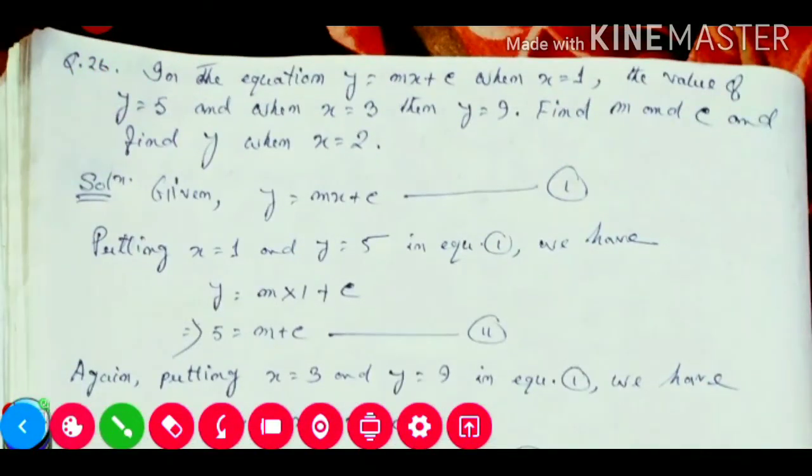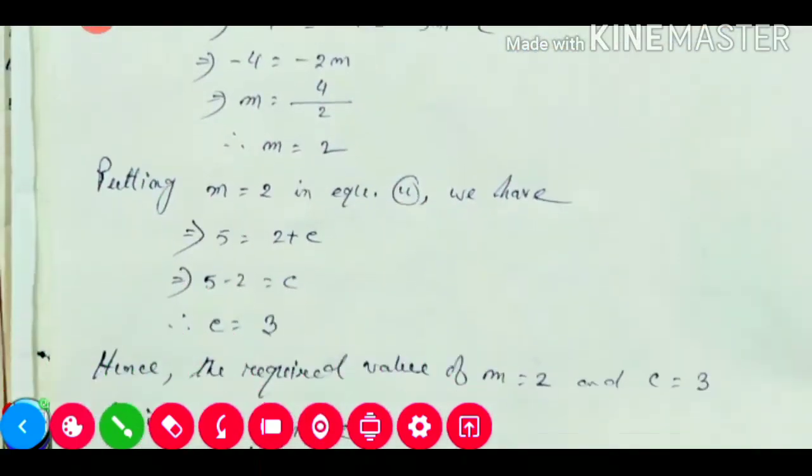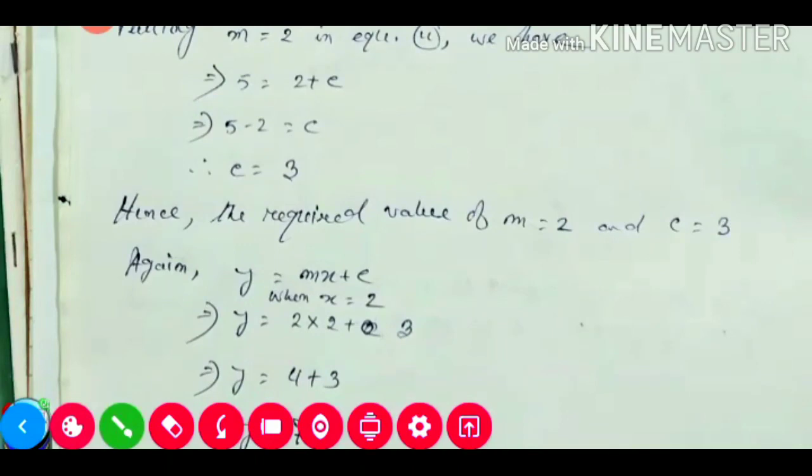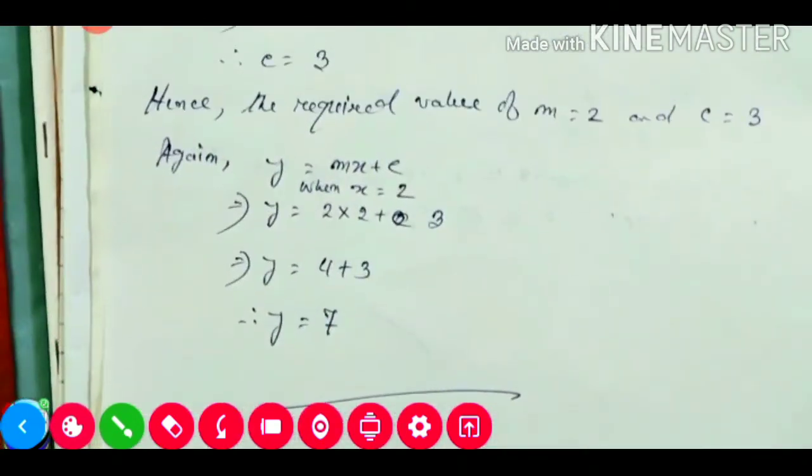Now the last part of this question is given: find y. The y value we need to find out when x is equal to 2. When x is equal to 2, at that time we need to find out the y value. So the equation is already given, and the y value needs to be found. So y is equal to the m value we just got, we will put whatever value we got. The c value also we got, and the x value is given as 2, we need to put that. So again y is equal to mx plus c, and when x is equal to 2, as given in our question.